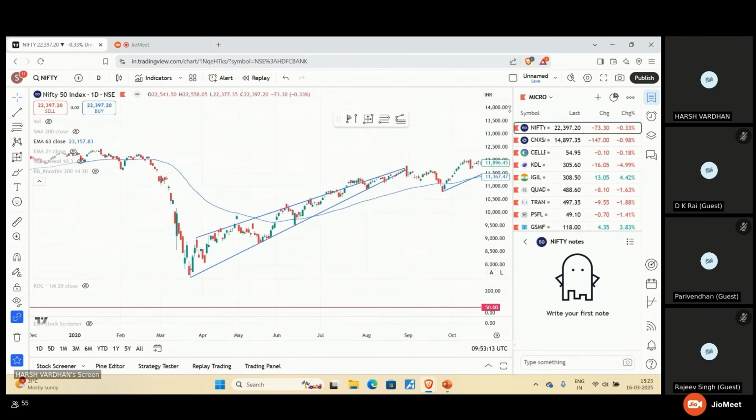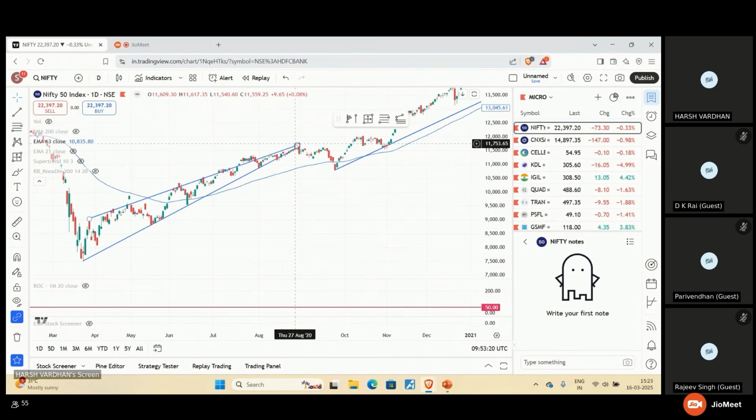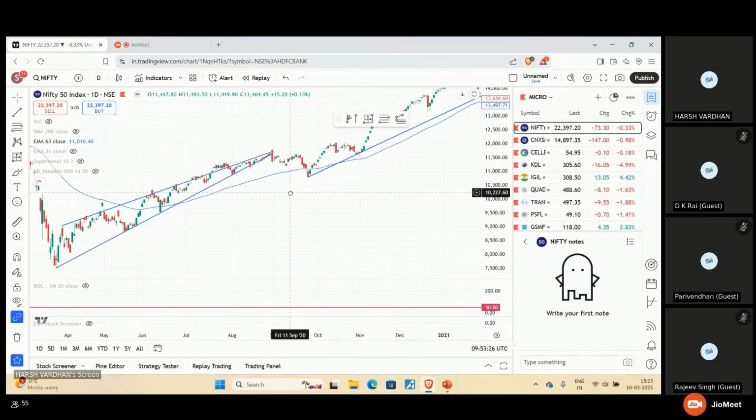Nifty was making higher highs, higher lows, higher highs, higher lows. So till the time it is making higher highs and higher lows, you have nothing to worry about. You just have to ride the waves. You just have to remain invested and ride the waves. 100% invested, ride the waves.